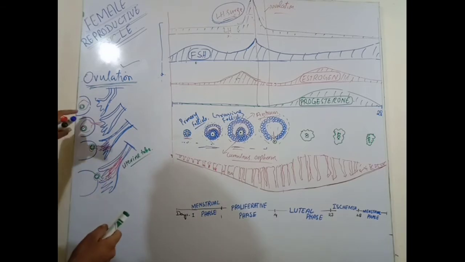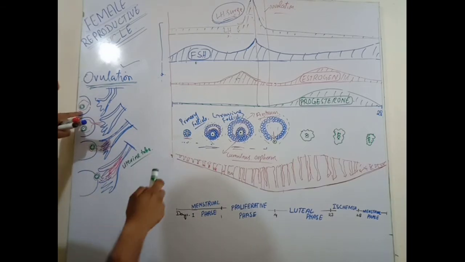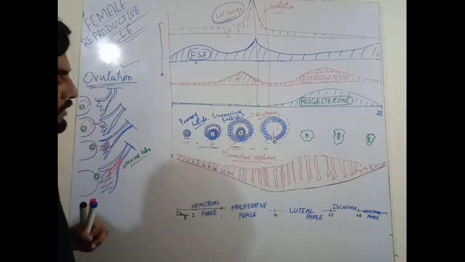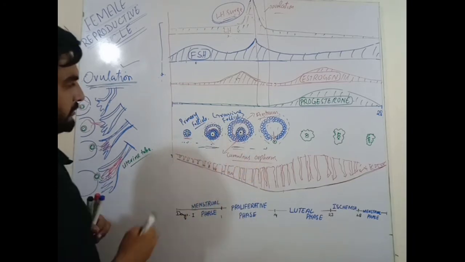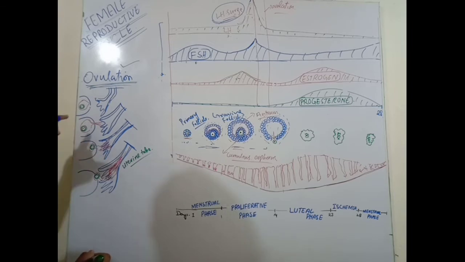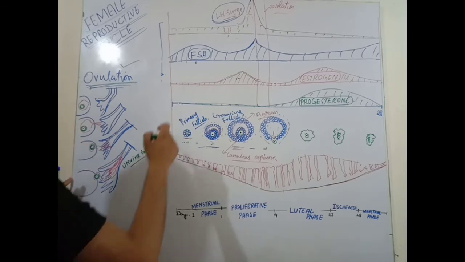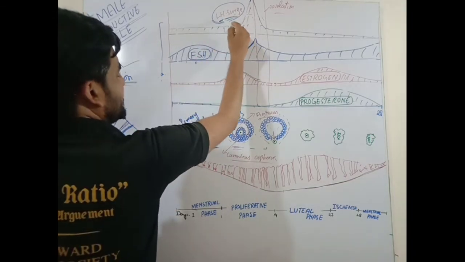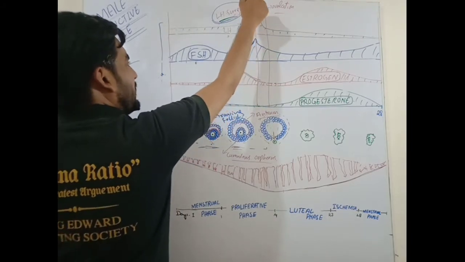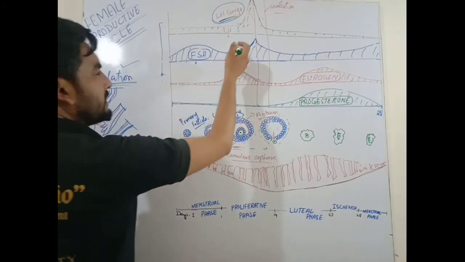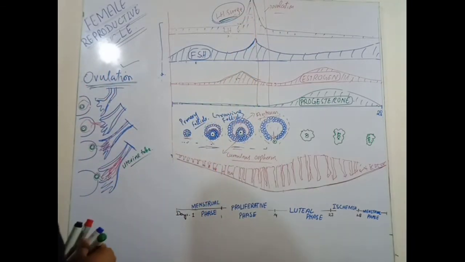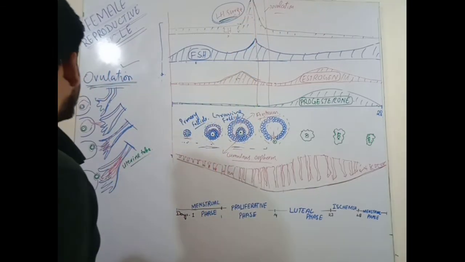When the secondary oocyte started developing and the theca folliculi has been formed, the whole phase of follicular development has ended. There is the LH surge. This LH surge means luteinizing hormone greatly increases in its concentration. This much increase is called the LH surge.